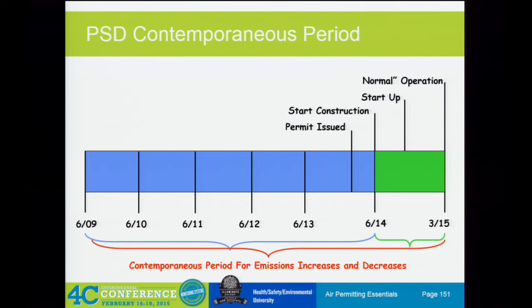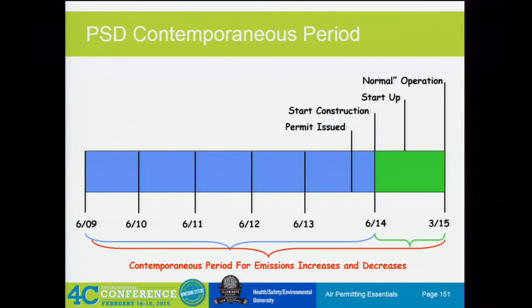You have to pay special attention if you're doing PSD or non-attainment to the start of construction and start of operation dates, because when you are preparing your permit application, you're years in advance of the project, and your netting window is built around those dates. And if they move, then your window has moved, and you have to go and re-net.